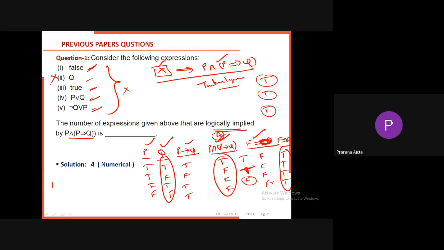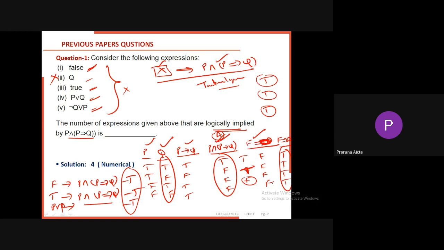What is the meaning that false implies P and P implies Q? That is true. Similarly, true implies P and P implies Q. If you construct the truth table for this, you also get true. Similarly, P or Q, and this one will get true. Now, similarly, negation Q or P for the last one, if you construct the truth table, you get true.